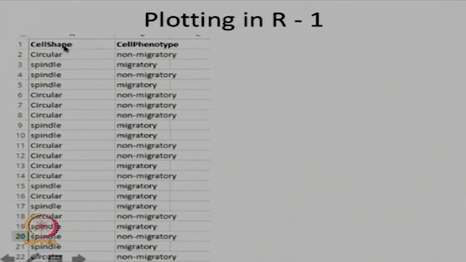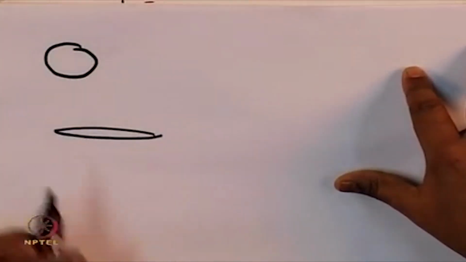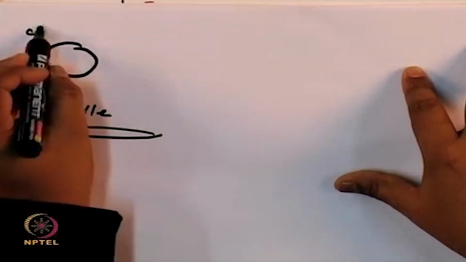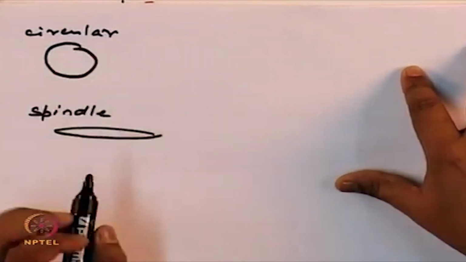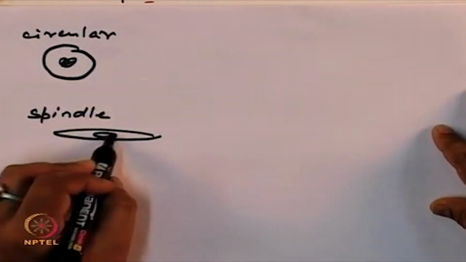One is whether it is circular or spindle. So a circular cell would look something like this. This is your circular cell and this is your more spindle shaped. So this is spindle and this is circular. Okay. And of course you have a nucleus at the center.